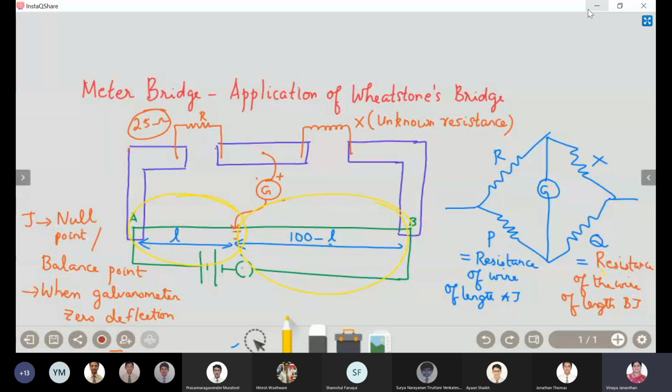At point J, when the position of the jockey is at point J, no current flows through the circuit. You measure this length, which we call the balancing length. Then you can measure 100 minus L. P is the resistance offered by this length of the wire to the flow of current, and Q is the resistance offered by the remaining part of the wire AB to the flow of current.